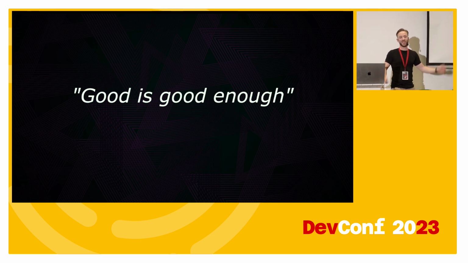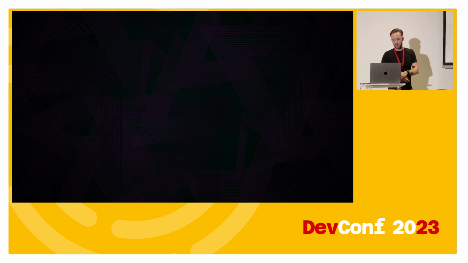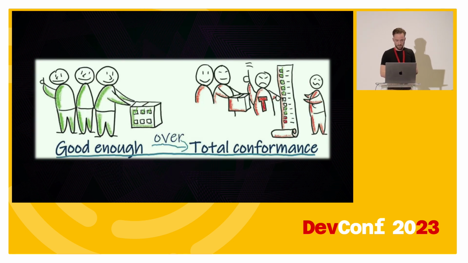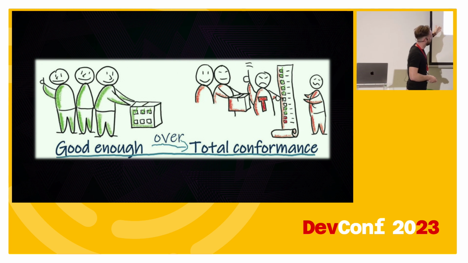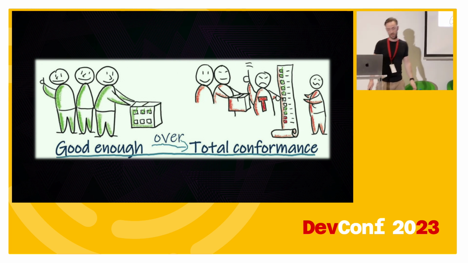So there's also good is good enough. If you have proven what you want to prove with a proof of concept, if you have found the fundamentals of your research, then stop. Good is good enough. Once said by a very smart man. Well, here's another one. Good enough over total conformance. Conformance. Okay, I don't know how to pronounce that word.